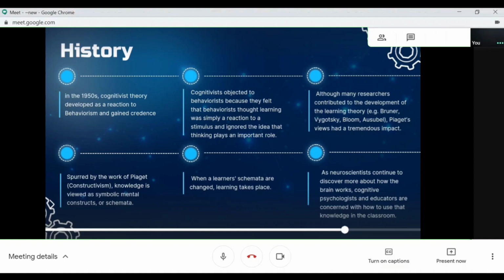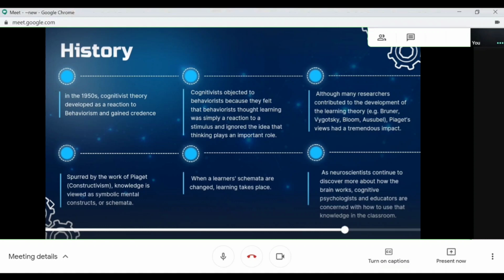In the 1950s, cognitivist theory developed as a reaction to behaviorism and gained credence. Cognitivists objected to behaviorists because they felt that behaviorists thought learning was simply a reaction to a stimulus and ignored the idea that thinking plays an important role. Although many researchers contributed to the development of the learning theory, for example, Bruner, Vygotsky, Bloom, and Ausubel, Piaget's views had a tremendous impact.